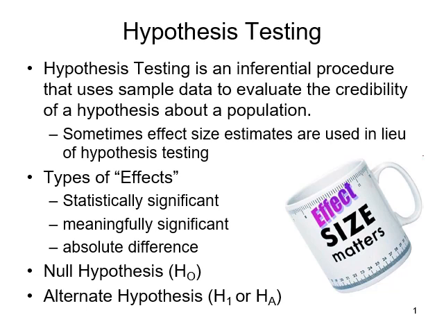We can have statistical significance, we can have meaningful significance, and we can have absolute difference. And we want to talk about each one of those slightly differently. The gold standard in psychological science is statistical significance. And statistical significance is simply a marker of how likely the pattern that you found is due to chance.